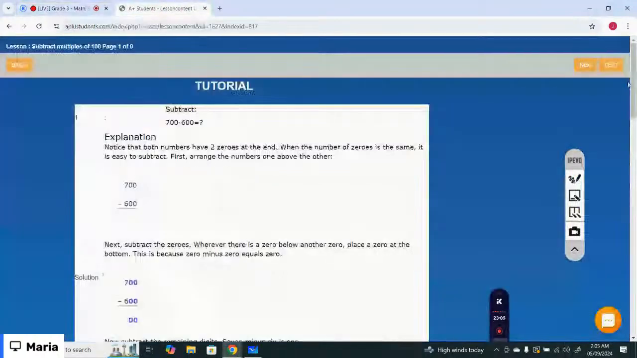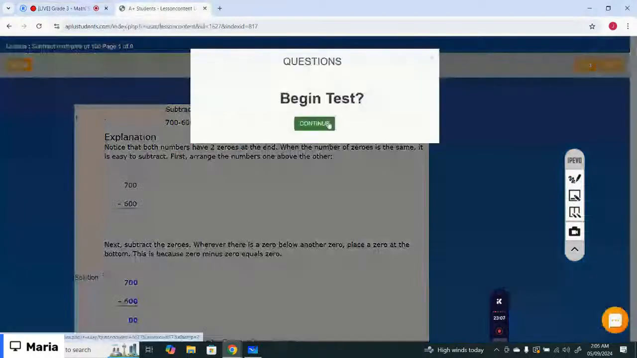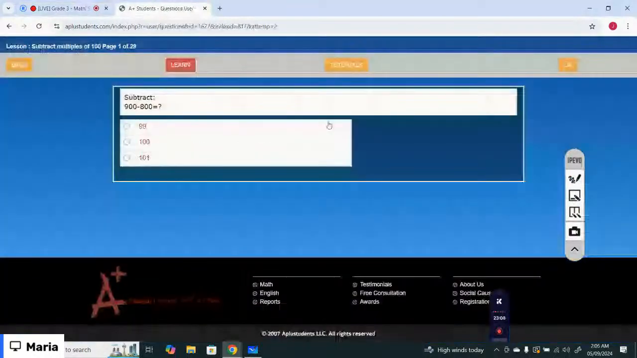Okay, let's just start with the test questions. Yes, this is A2. I just changed the name of the lesson. That is just a mistake. So right now we are on grade 2 math.